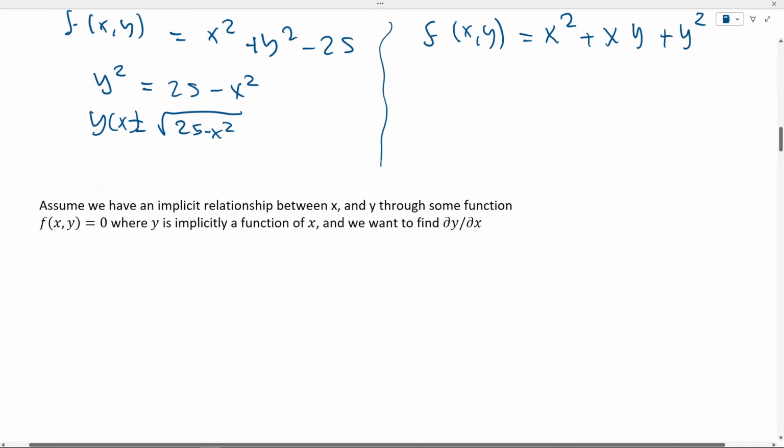Assume we have an implicit relationship between x and y through a function f equal to 0, where y is implicitly a function of x. We want to find how y is changing with respect to x.